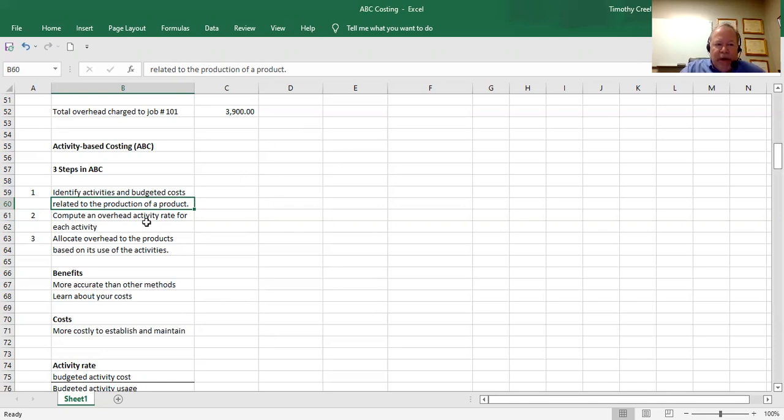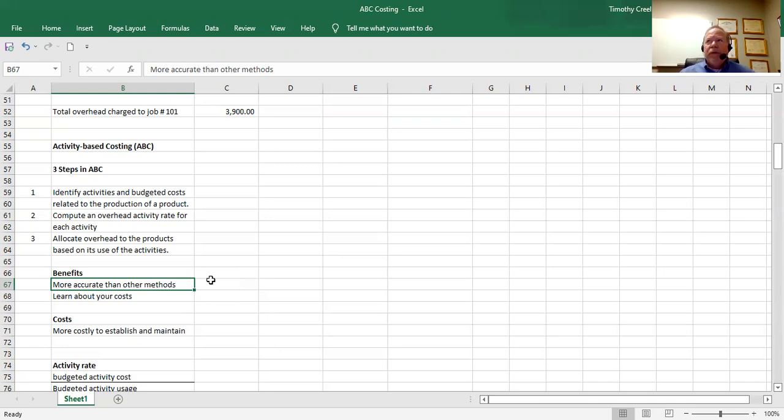You want to compute an overhead rate for each of these activities, and you want to allocate overhead to the products based on their use of the activities. So the benefits of ABC are it's more accurate than any other methods. It will give you a more accurate product cost based on allocating overhead than any other method. And here's the big picture.